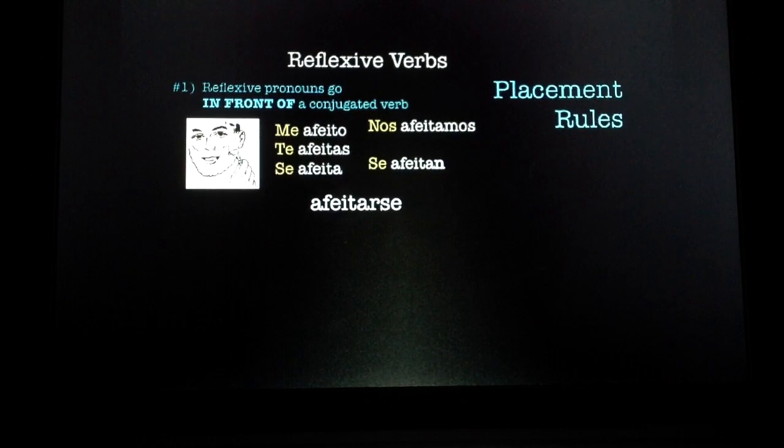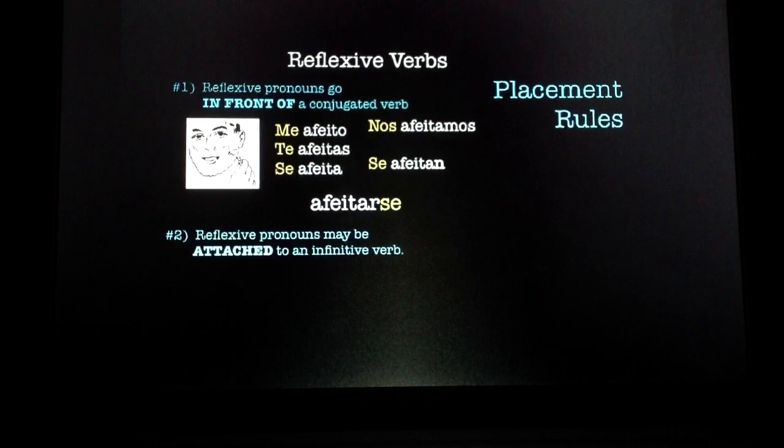For I'm shaving, you're shaving, he shaves, we shave, they shave. Very straightforward. But did you notice something about the infinitive verb, afeitarse? That reflexive pronoun is not in front of anything. It's actually right there attached to afeitar.